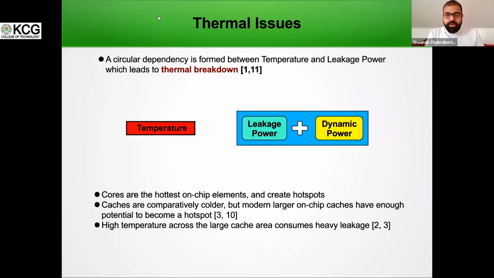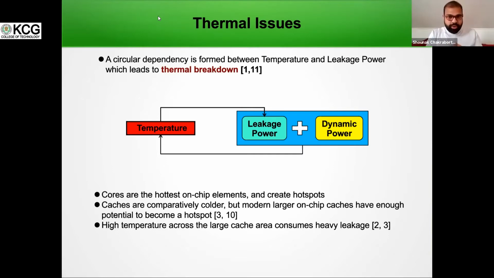So what are the thermal issues? Practically, we have the leakage or static power and dynamic power on chip, which is the total power consumption by the chip, and that power consumption will increase your temperature. This rise in temperature, maybe average, maybe peak temperature, will further increase your leakage power. Thus, it forms a circular dependency. This circular dependency may lead your system to thermal breakdown, which is a big catastrophe for the underlying circuitry and a real threat for the system as well.